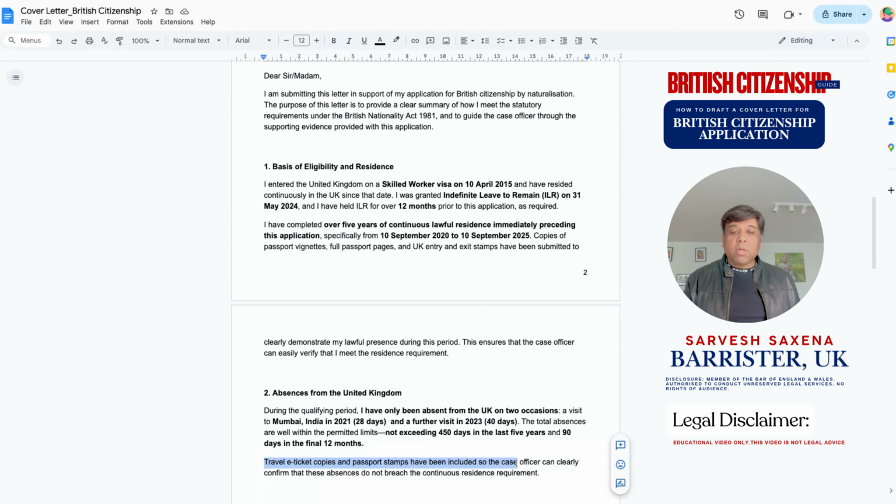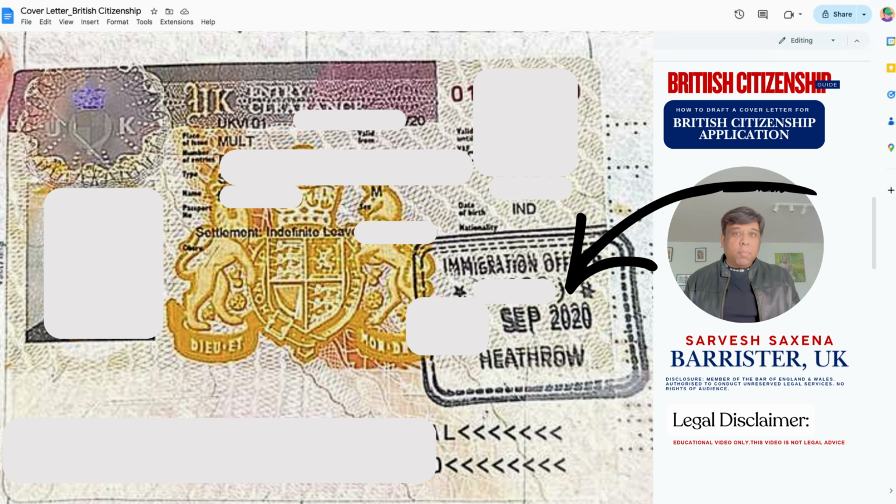Now let's pause. Whenever you leave the UK, there is no stamp. But when you arrive in a foreign country, say for example India, the immigration would say arrival. Then when you depart, they will say departed. But when you arrive back into the UK, if you ended up arriving at London Heathrow, you would have a London Heathrow immigration stamp in black color. That's what he's talking about, that I have provided the copies of that.